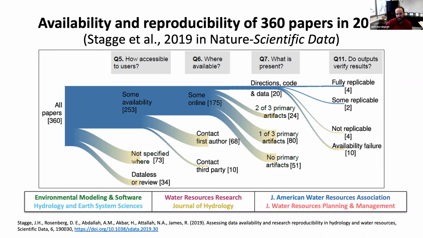So you can see the various reasons why the data were not available. Some of the data were available. Some of them had statements that you had to contact the author to get the data. Some had data, but there were no directions and code. Some had code, but no directions. All of these sorts of things contribute to the ability to actually use the products that we're producing.